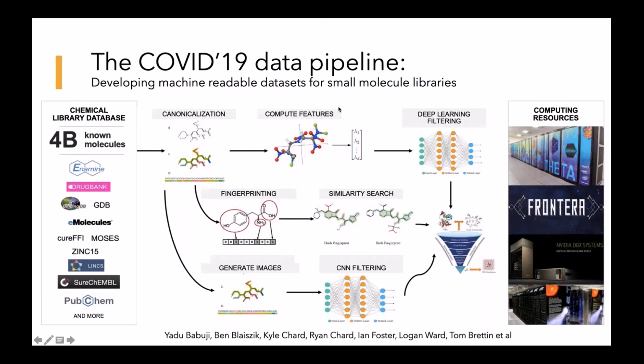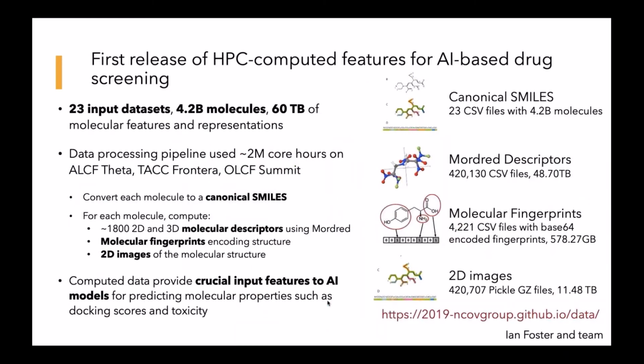The second aspect is to compute all these features that we care about. These are called molecular features, which we have generated. And then we can do a whole bunch of deep learning and filtering to basically say, are these molecules a viable set of systems for doing that? So this work was led by Yadu and a bunch of people at Argonne, including Tom Brettin and Ian Foster, where they were able to make this completely available as an open data set. The first release of these computed features for AI-based screening consists of about 23 input data sets, about 4.2 billion molecules, and 60 terabytes of data.